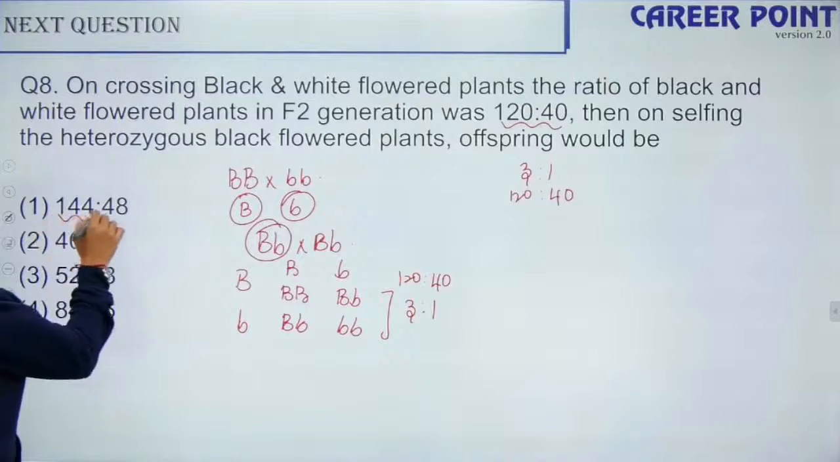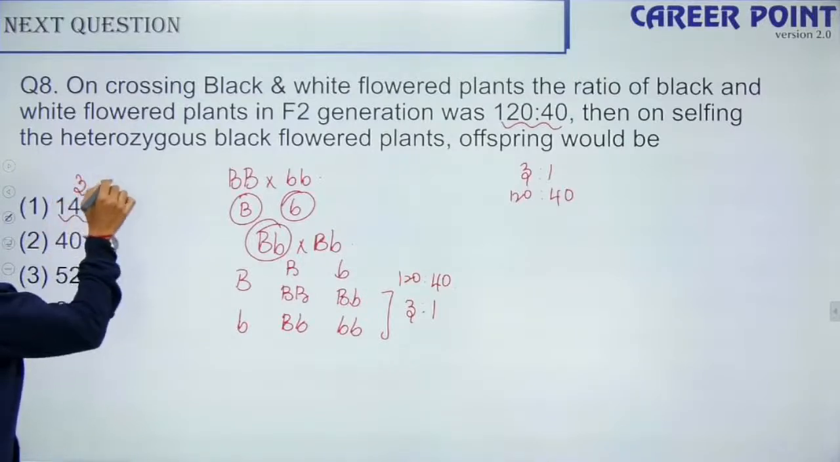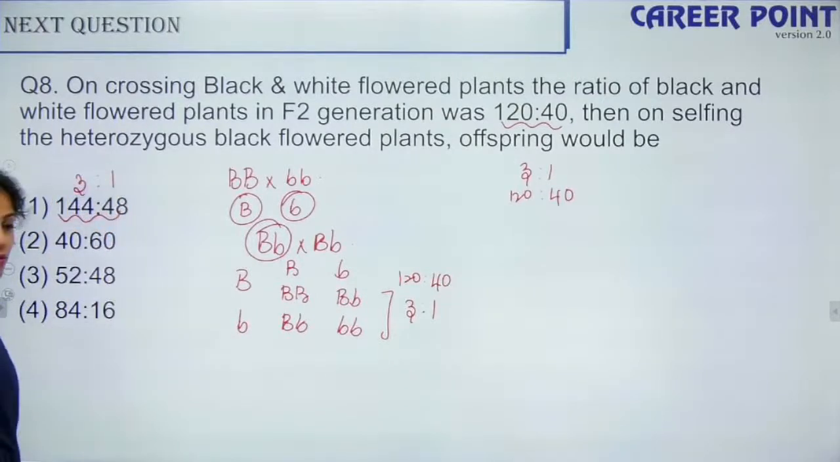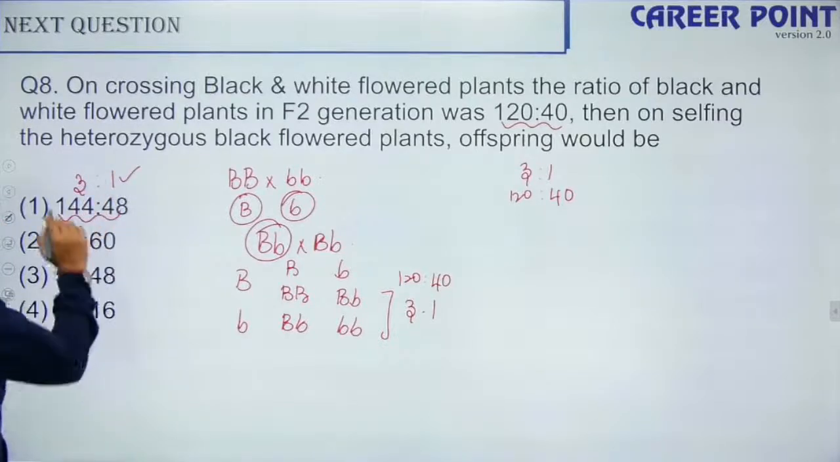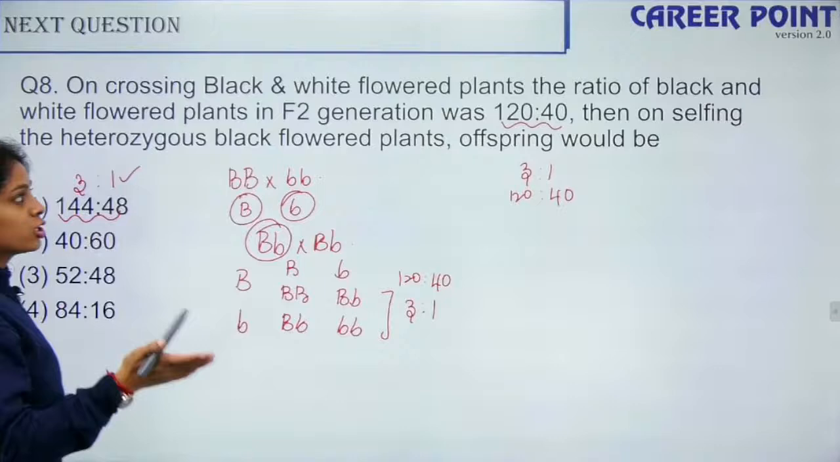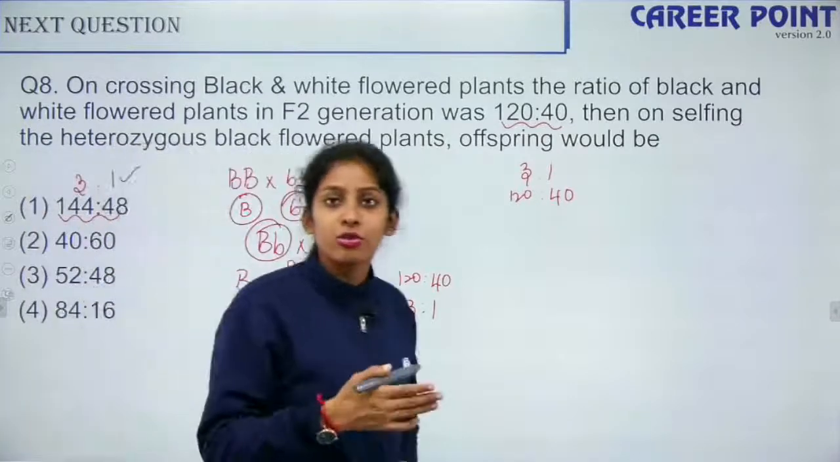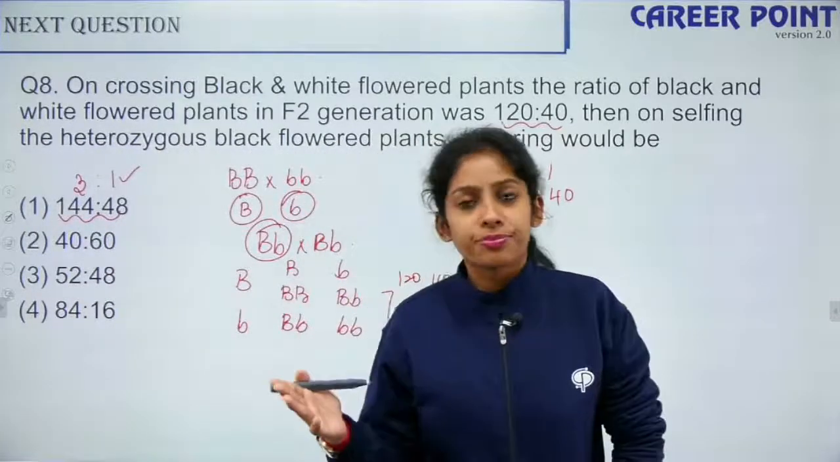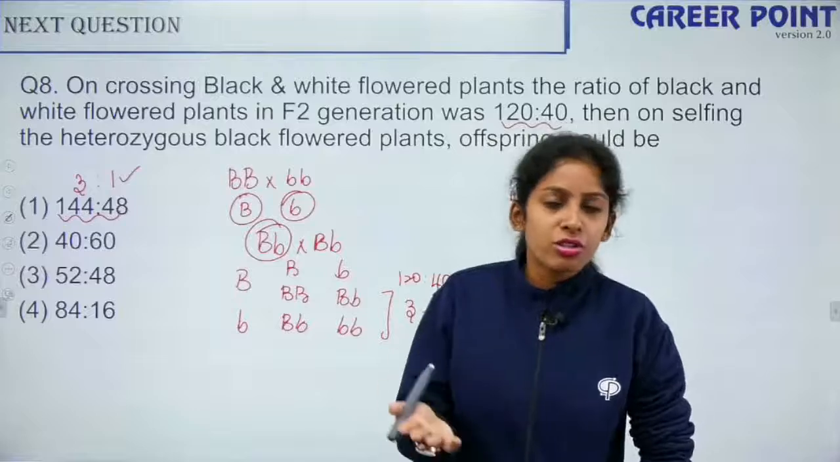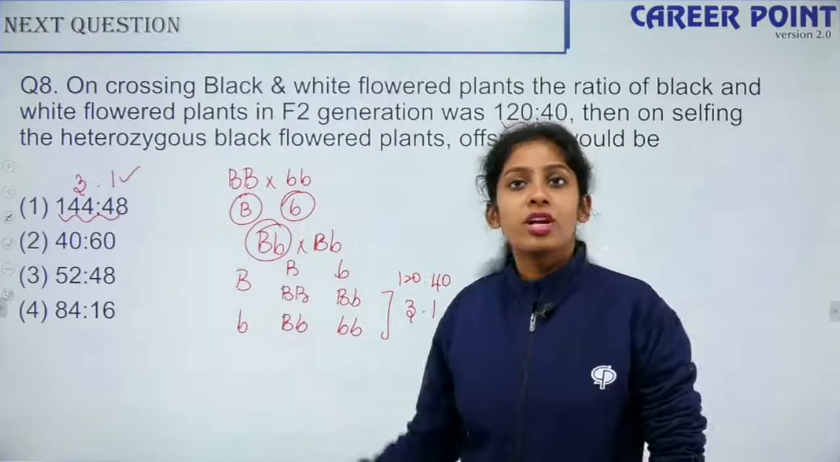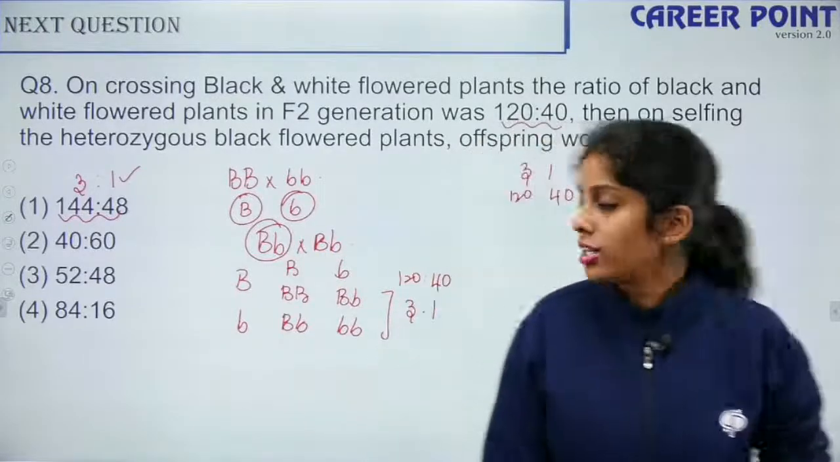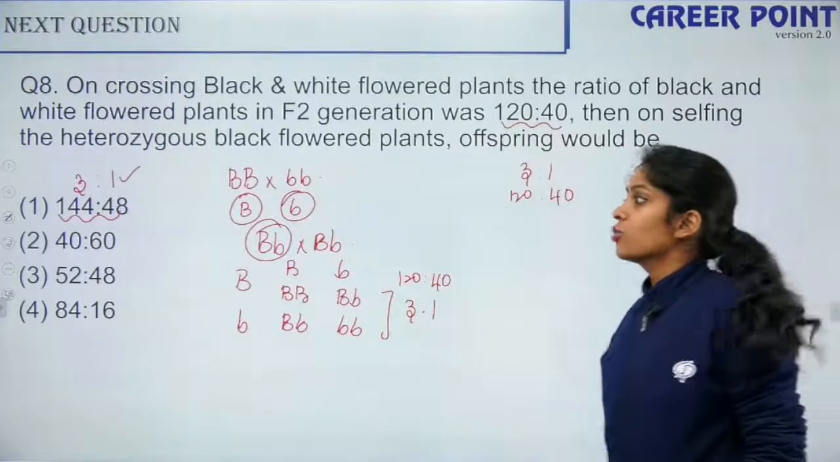So here, this is what reduces to 3:1. So 48 into 3 is 144. So this has to be in the ratio 3:1. So you don't have to arrive at complex numbers. It is very simple. They are asking you the F2 generation phenotypic ratio. The phenotypic ratio is 3:1. So from the given ones, which is 3:1, option A. So the right answer would be option A.